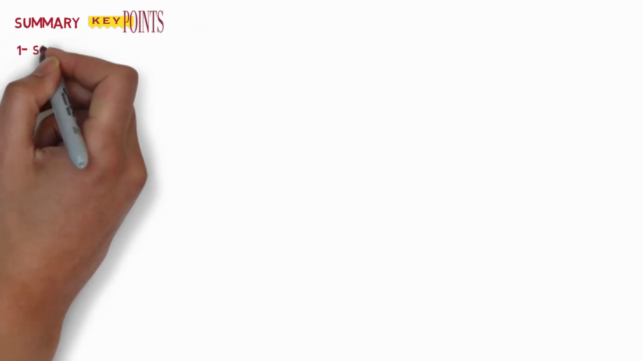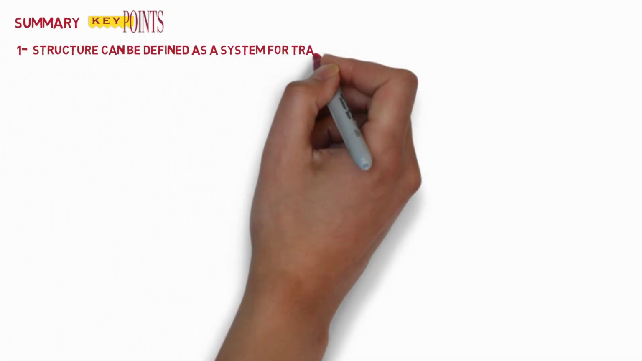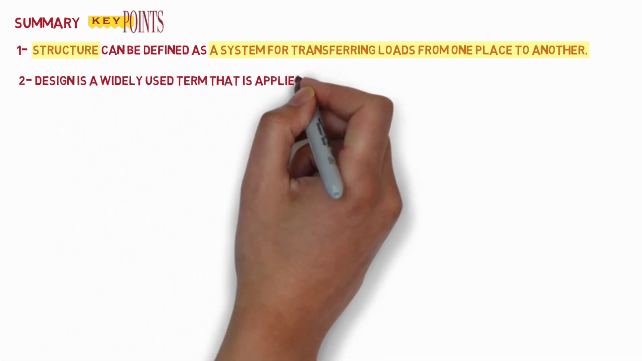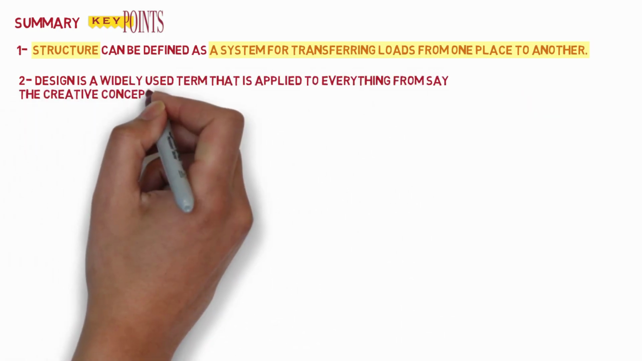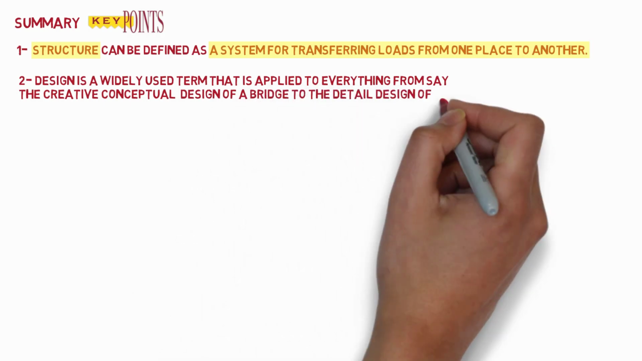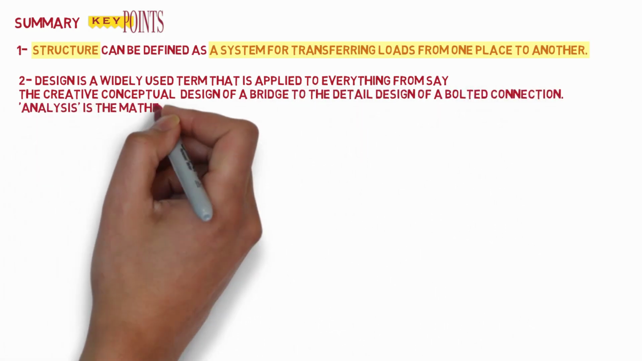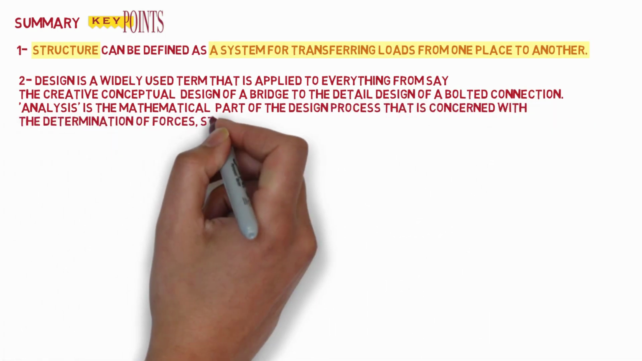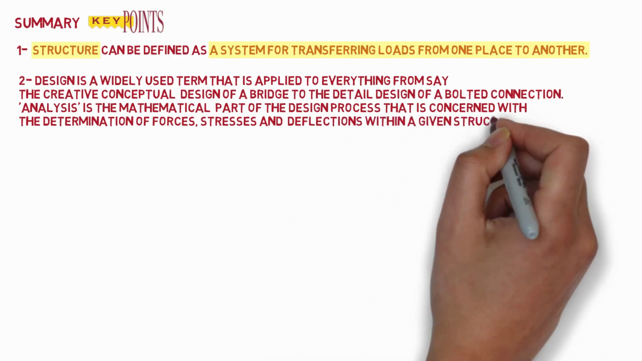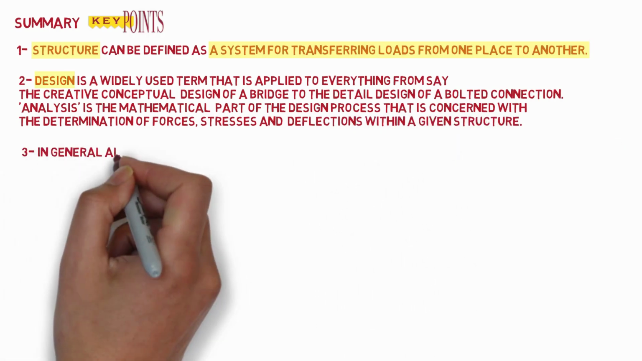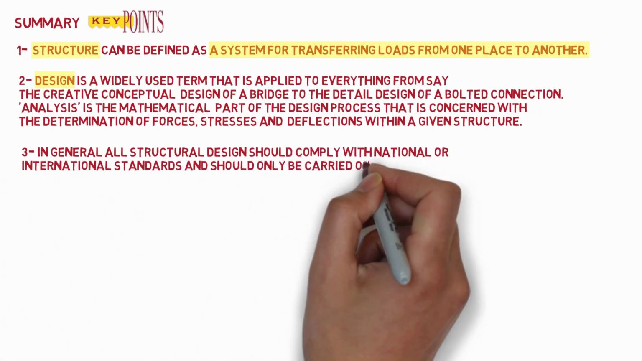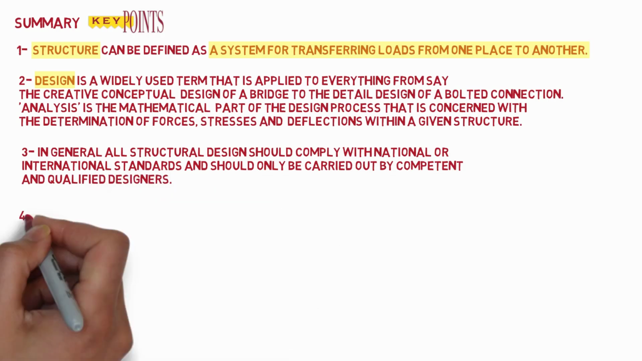Summary of key points. Number 1. Structure can be defined as a system for transferring loads from one place to another. Number 2. Design is a widely used term that is applied to everything from, say, the creative conceptual design of a bridge to the detailed design of a bolted connection. Analysis is the mathematical part of the design process that is concerned with the determination of forces, stresses and deflections within a given structure. Number 3. In general, all structural design should comply with national or international standards and should only be carried out by competent and qualified designers.